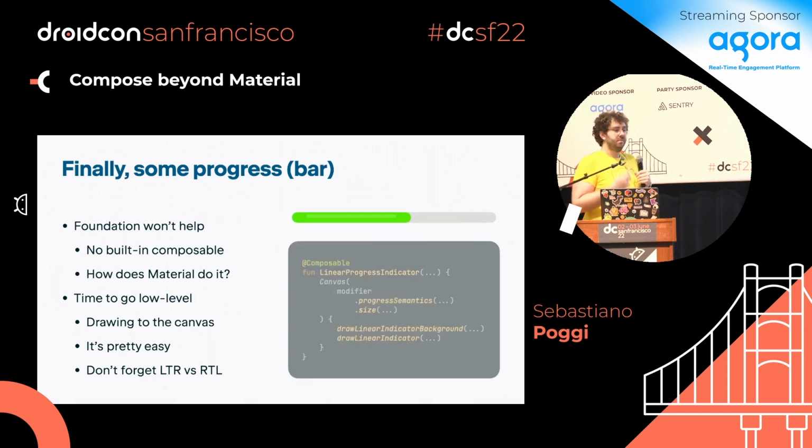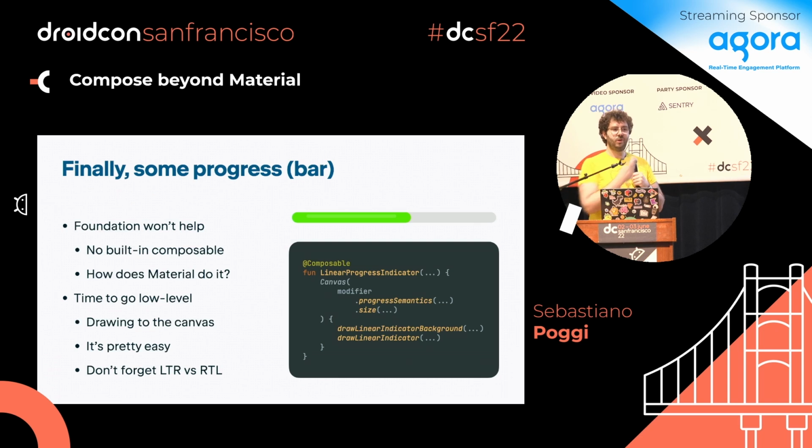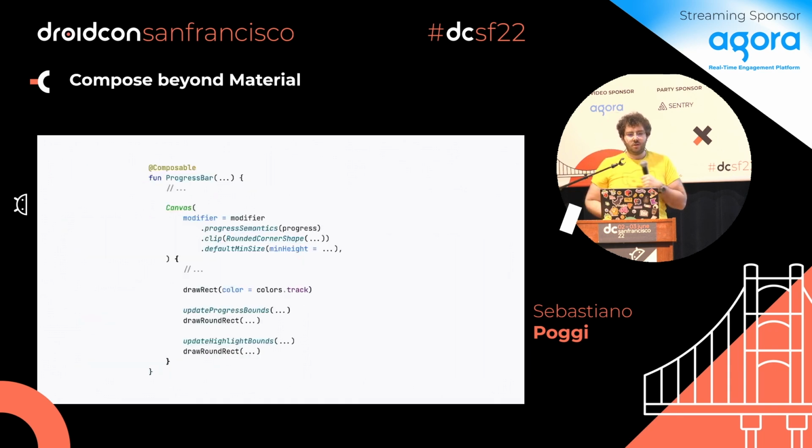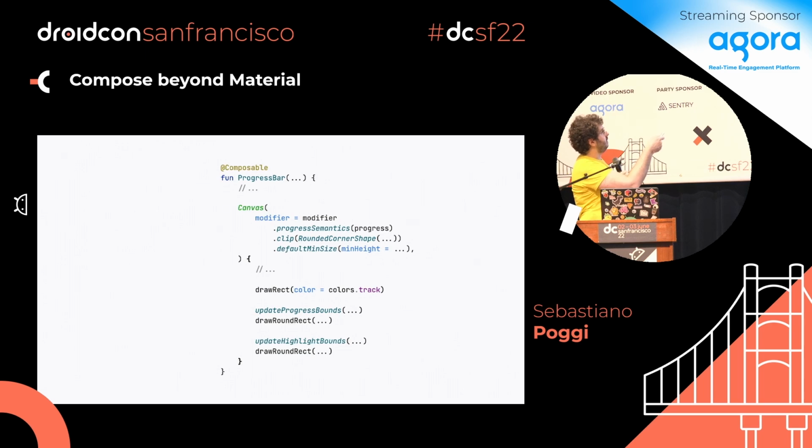So, okay, usual pattern. We look at how it works in Material. You can see it's a canvas, which is a composable that draws to a canvas. And the important thing is it draws the background and it draws the bar. Done. Okay, so what do we do? We do exactly the same thing. We take a canvas, so we can draw stuff by hand. We apply the progress semantics modifier, which tells Compose, I'm a progress bar, because otherwise it's just a random bunch of pixels that don't mean anything.